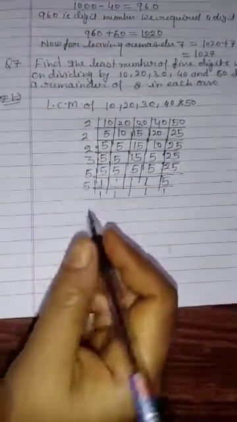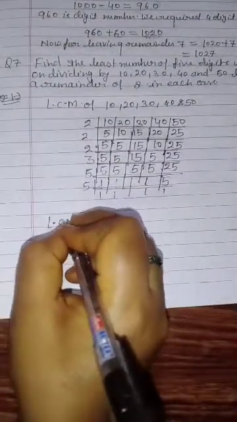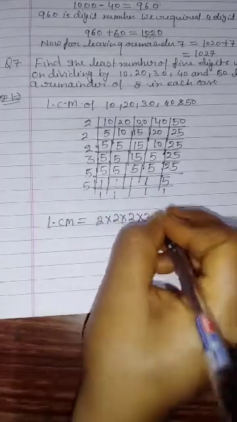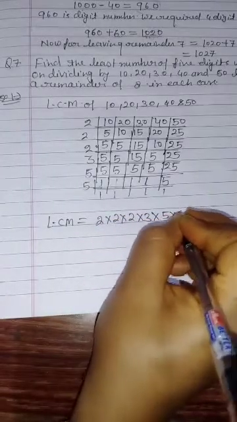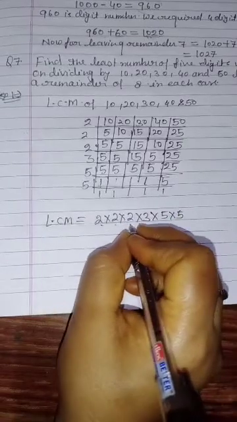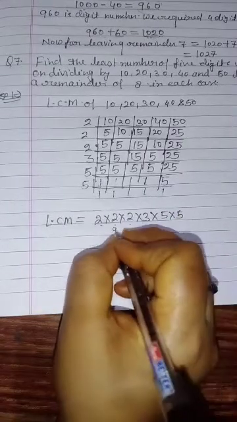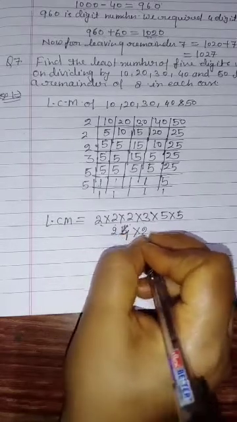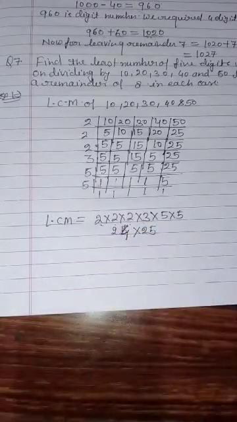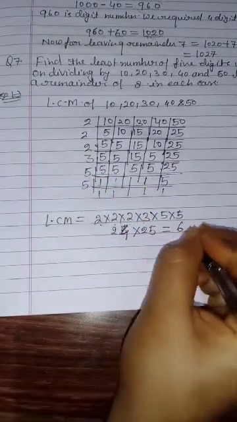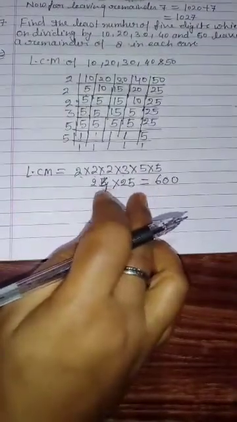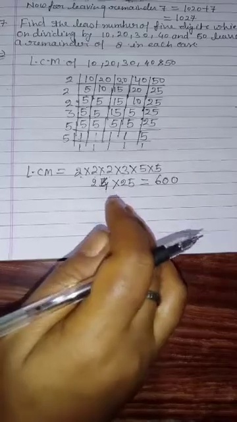So what will be the LCM? LCM is equal to 2 into 2 into 2 into 3 into 5 into 5. 2 twos are 4, 4 twos are 8, 8 threes are 24. So 24 into 25. If you multiply them, you will get 600. So your LCM will be 600. Now find the least number of 5 digits.